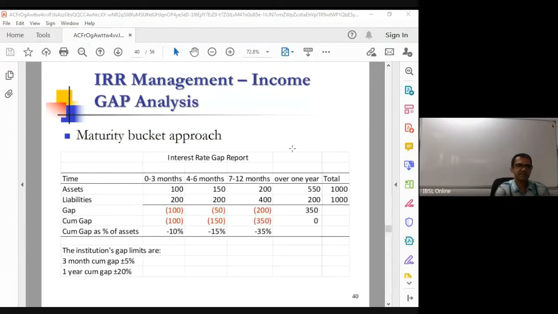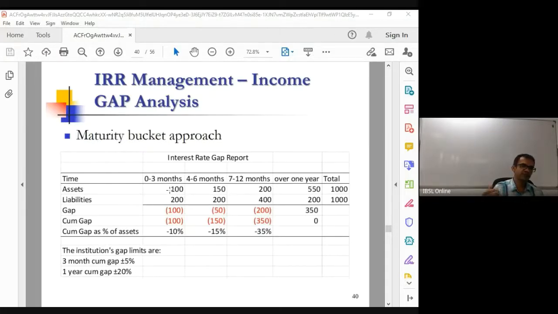Now there are 550 million assets maturing in over 1 year. If possible, if you can switch these assets into this, you can do that. Say, assume there are government bonds that you have invested in with maturities of more than 1 year. What you can do, you can sell part of those government bonds and buy 0 to 3 months treasury bills. That can be done. So restructure the balance sheet.